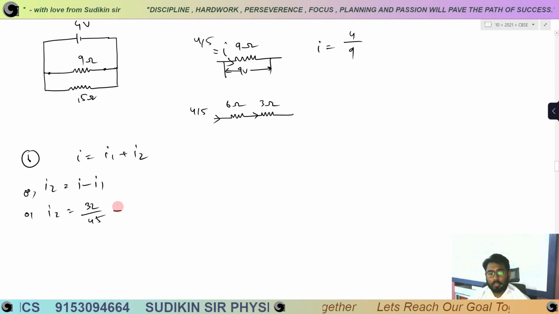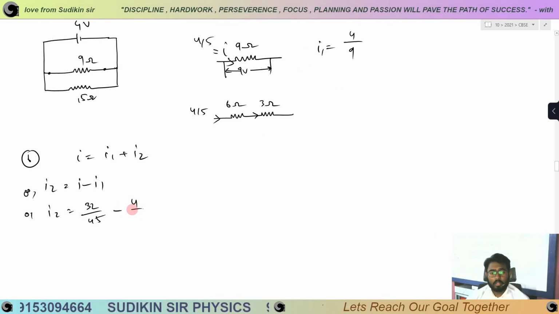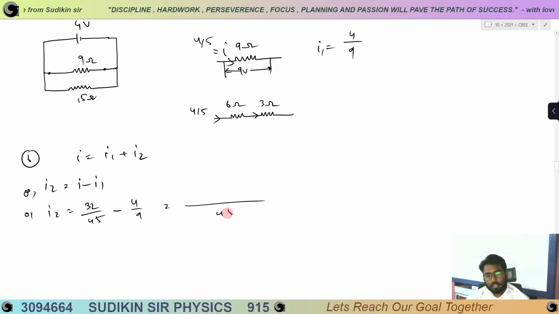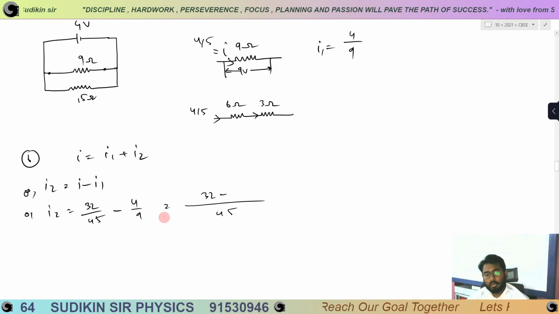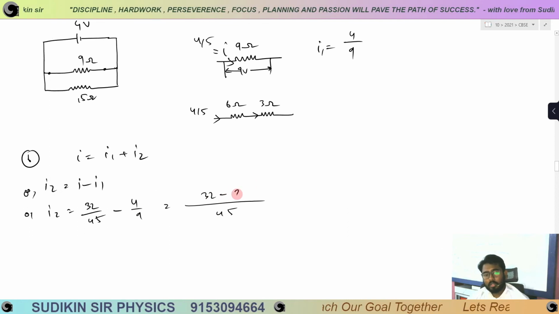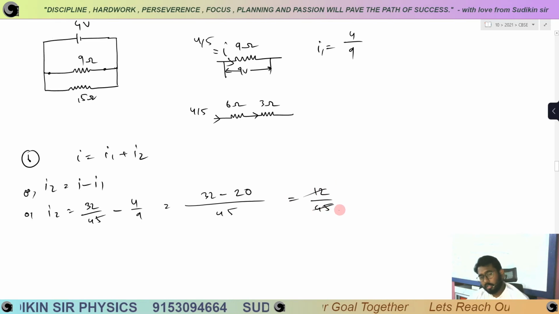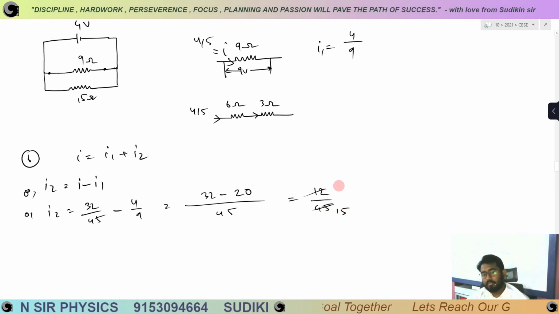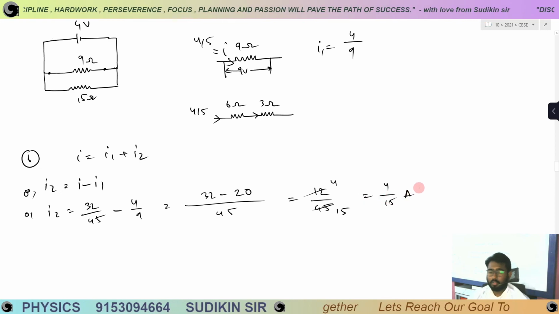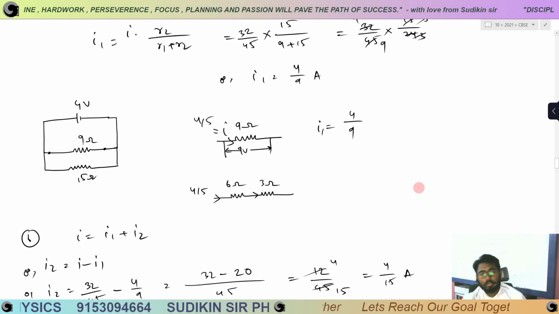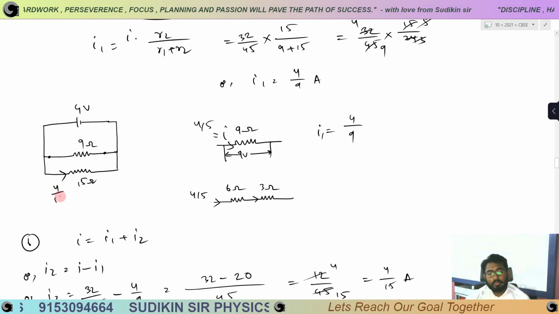32 by 45 minus I1 is, what is I1? I1 is 4 by 9, right? So that will be 45, and this is 32 minus 20, 5 fours are 20. So that will be 12 by 45. If I cut it by 3, this one will be 15 3s are 45, 4 3s are 12. So the answer will be 4 by 15 ampere. Okay.